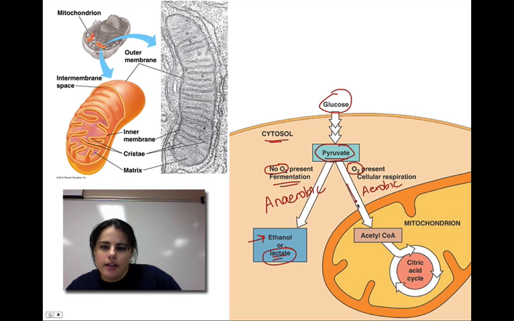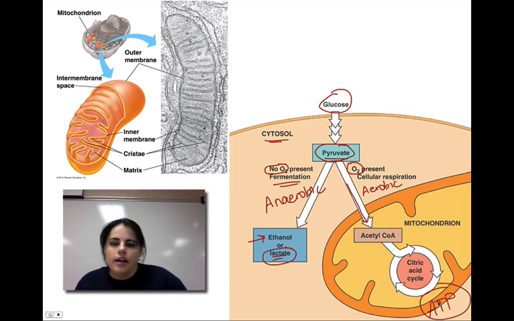in which the pyruvate enters the mitochondria, and then it goes through some different steps like the Krebs cycle and then the electron transport chain in order to make a whole lot of ATP. And that's a general overview of the process.